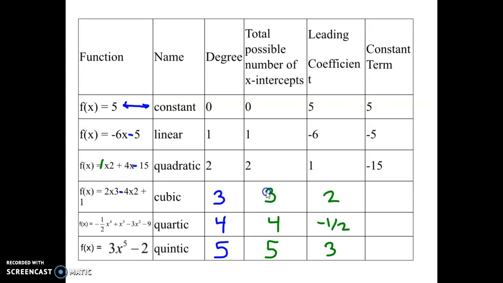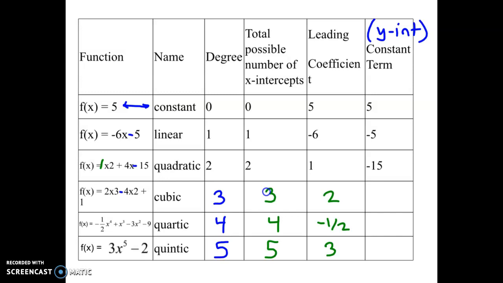Now the final column we've got is your constant term. I want you to please write this down. The constant term is your y-intercept. The reason it's your y-intercept is because if you plug in 0 for your x's, there would be nothing left except the constant, except the thing at the end.